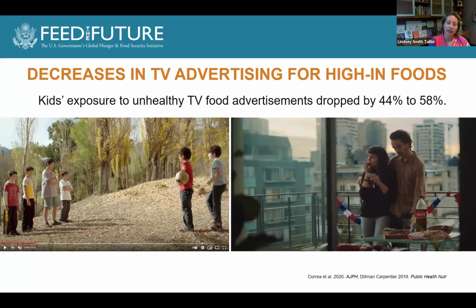Kids' exposure to food marketing also decreased. I'm only showing the first phase here, where we saw about a 50% reduction in kids' exposure to advertising for things like Coca-Cola or junk food. In the second phase of the law, where we had that total daytime ban, that reduction in exposure actually went up to 75%. So this is a really profound change in terms of what kids are getting exposed to day in and day out with regards to food marketing.